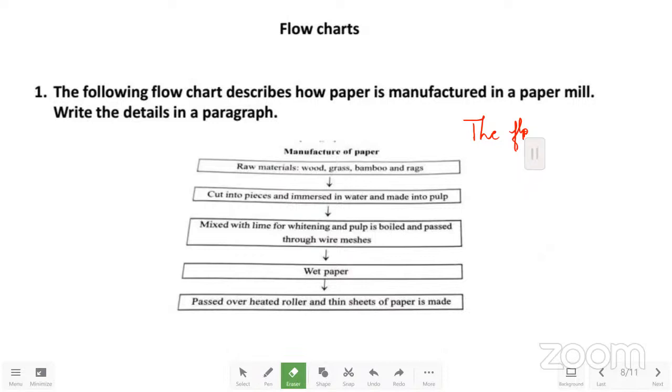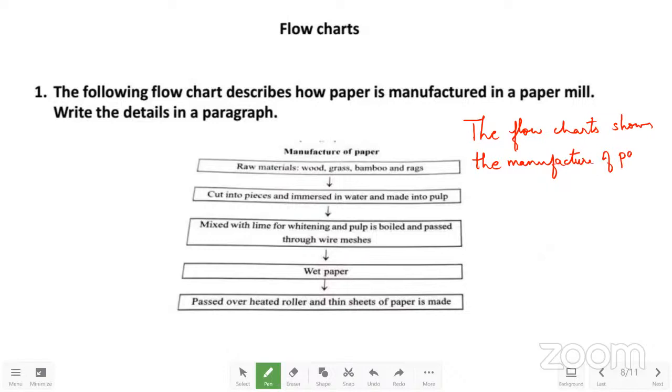Okay, children? So the flow chart shows the manufacture of paper. In this we can see, in this we notice the raw materials. What are the raw materials here mentioned? Wood, grass, bamboo, and rags.